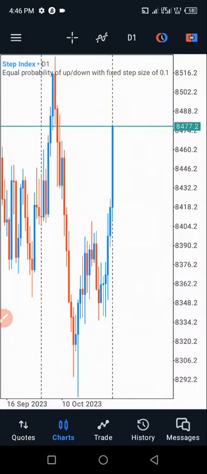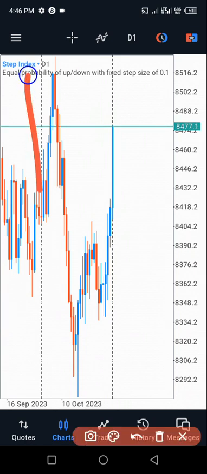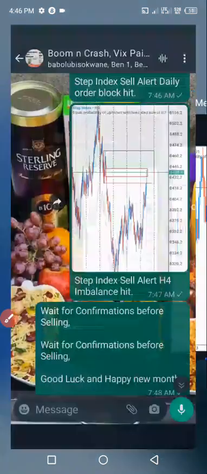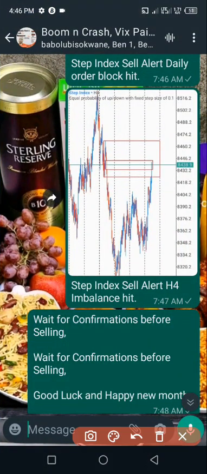So earlier today I gave a trade call to my community members on step index. All right, on step index here, and as you can see, this is the daily time frame. So I gave a trade call to my community members on our WhatsApp group. So you can see at about 8 today I gave this trade call on step index. So I'm just going to walk you through the process of how we took this entry.